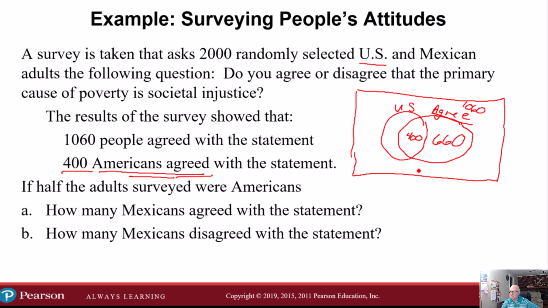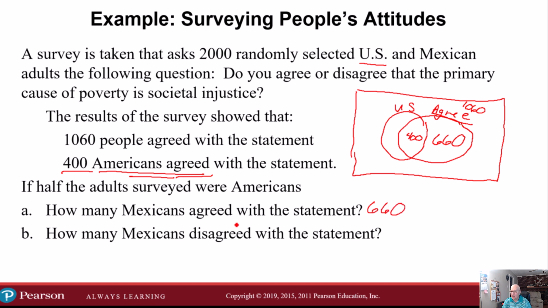What else do we have? 2,000 people were surveyed. I guess we don't need to go there yet. How many Mexicans agreed with the statement? So these are the U.S. ones that agreed, and those are the ones that weren't U.S., so this would be 660.